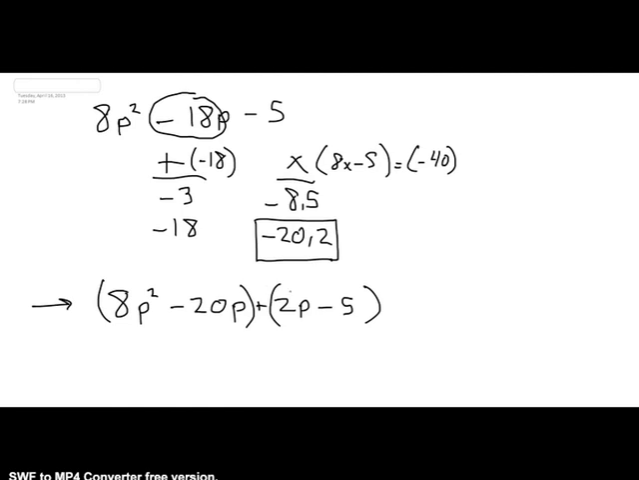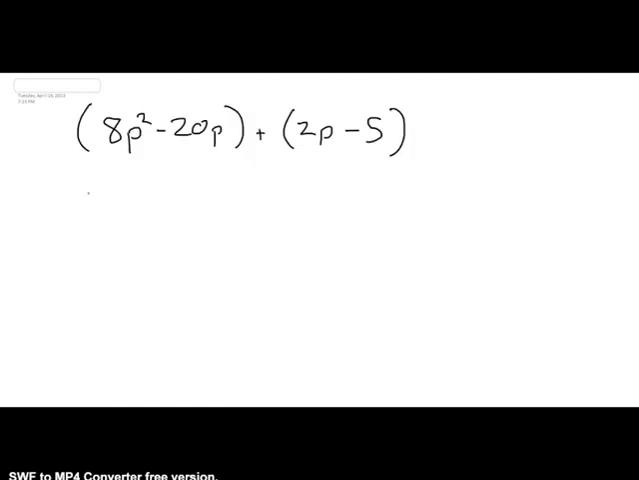So far we've been lucky. I'm going to show you in the next example how we can do the same question even if we swapped the negative 20p and the 2p. So let's follow along here. So factoring out in pairs, what's the most I can factor from these two? So I want you to pause the video and try this one out on your own. So we're going to get 4p onto 2p minus 5 and plus 2p minus 5.